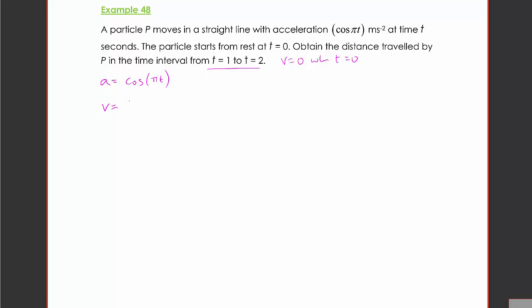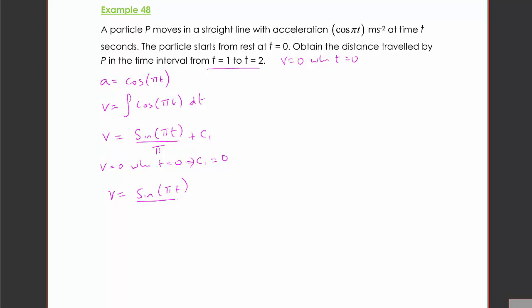So v is going to be the integral of cos pi t dt. Integrate cos, we get sine, so that's going to be sine pi t over pi plus some constant. Now v equals 0 when t equals 0. Well, sine of 0 is 0, so that means that c1 equals 0. And so v is going to be sine of pi t divided by pi.